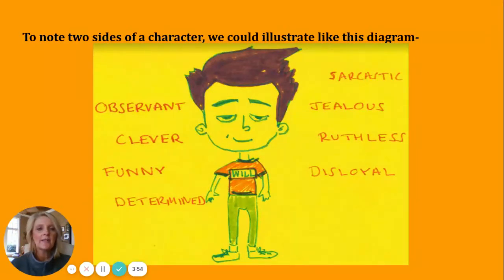So if you look at the drawing that I have, you can see Will, and to the left, you can see that he was observant, he was clever, funny, he was determined.